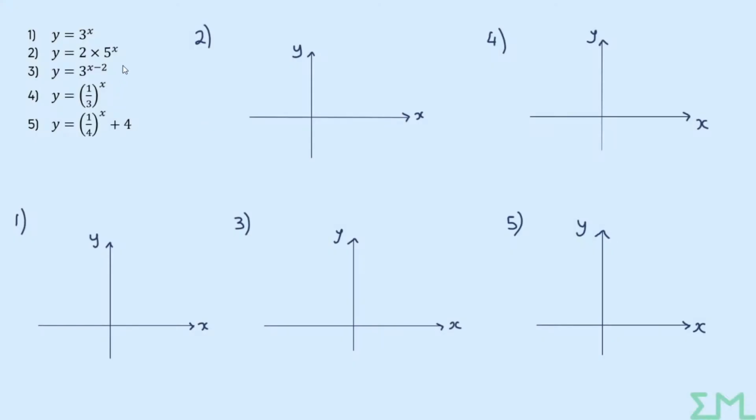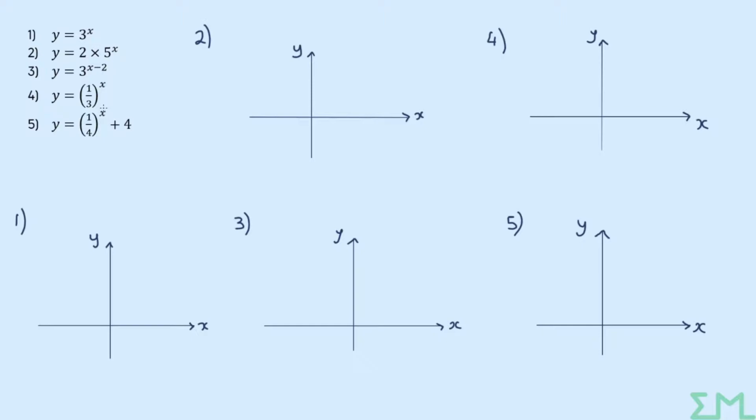So, for our first 5 questions, we have got 5 exponential equations written down here, and what I would like you to do is pause the video and have a go at sketching each of these equations, showing all interesting features of the graph on your sketch. By interesting features I mean all intersections with the axes and anything else that exponential graphs usually have.